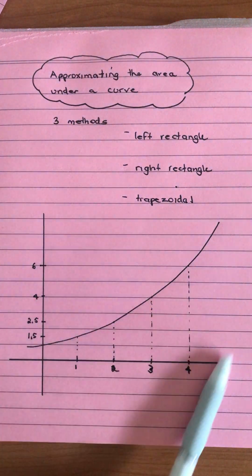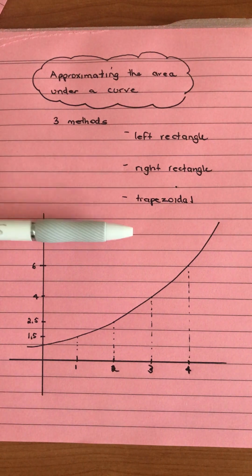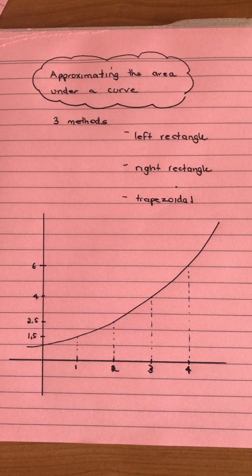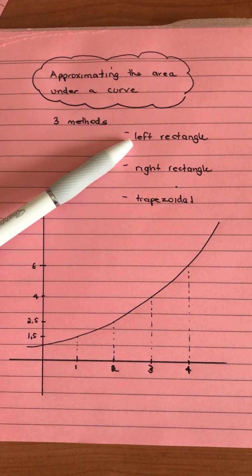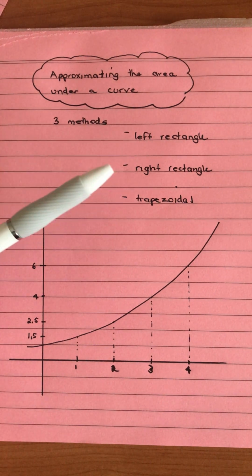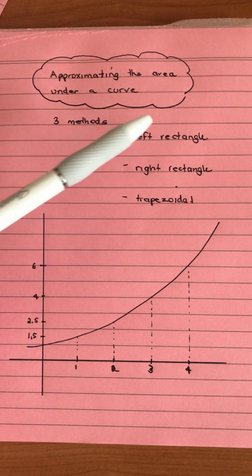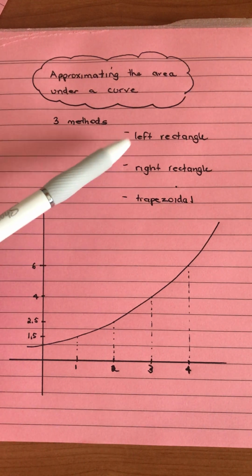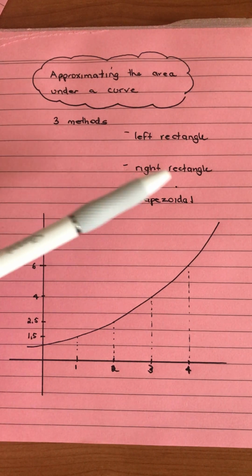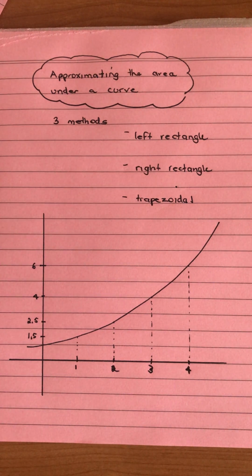So I've got a little example here, and I'm going to show you the 3 different ways that we can find the area, approximate the area under the curve. So we can do the left rectangle, right rectangle, or trapezoidal. Now, the left and right may also be called left endpoint and right endpoint method. Basically, we're making rectangles that we can then find the area of.